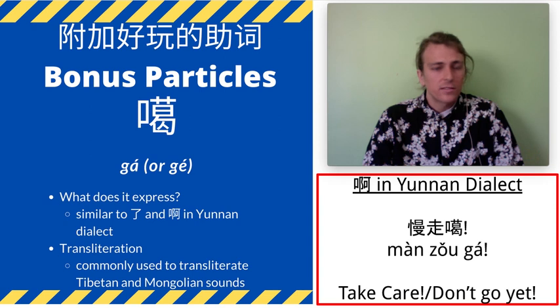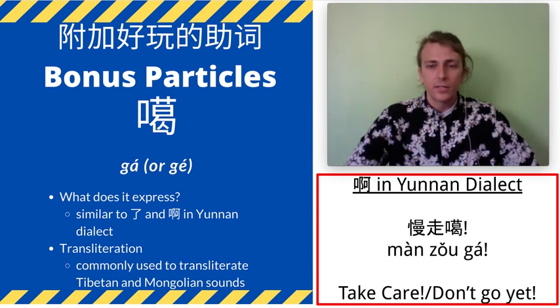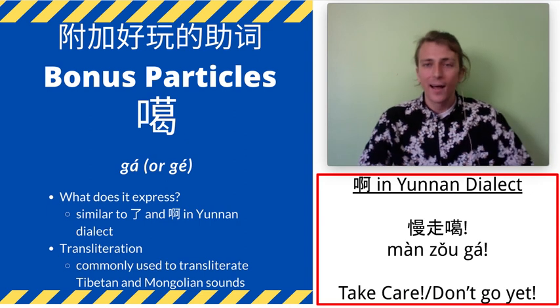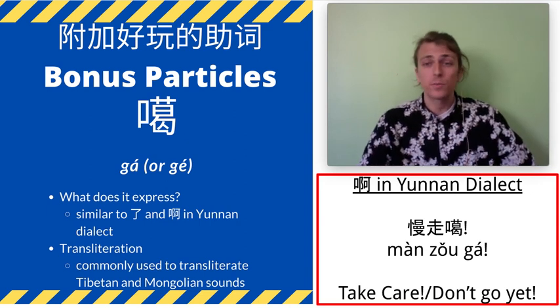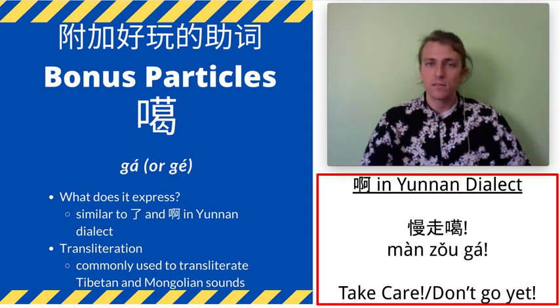Ga is really similar to le or a. It can be used with le too, so maybe more similar to a, but it depends on the situation. So just an example here of the Yunnan dialect usage, we have 慢走ga, 慢走ga. So manzou is a very useful expression everywhere in China. I mean, it literally means go slowly. But it's a polite way to say goodbye to a guest or a customer or a friend. It means take care or don't go yet, something like that.